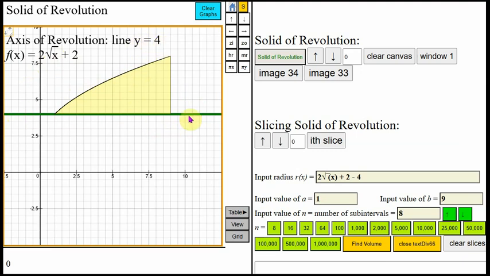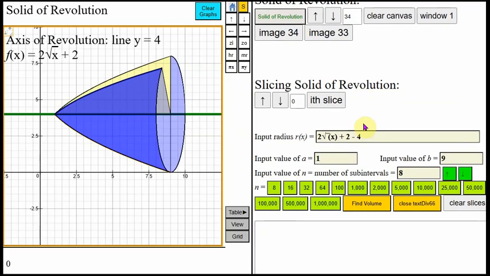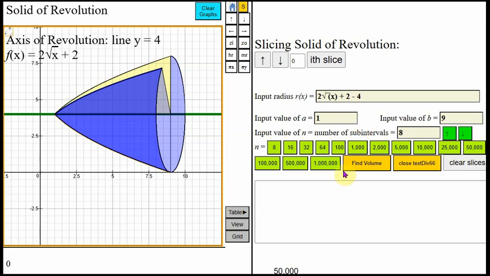So this is the line y equal to 4. So let's revolve it. And we get a solid that looks like this. Again, what we want to do is find the volume of this solid. And so we're going to find the volume of this solid by dividing it into many slices.